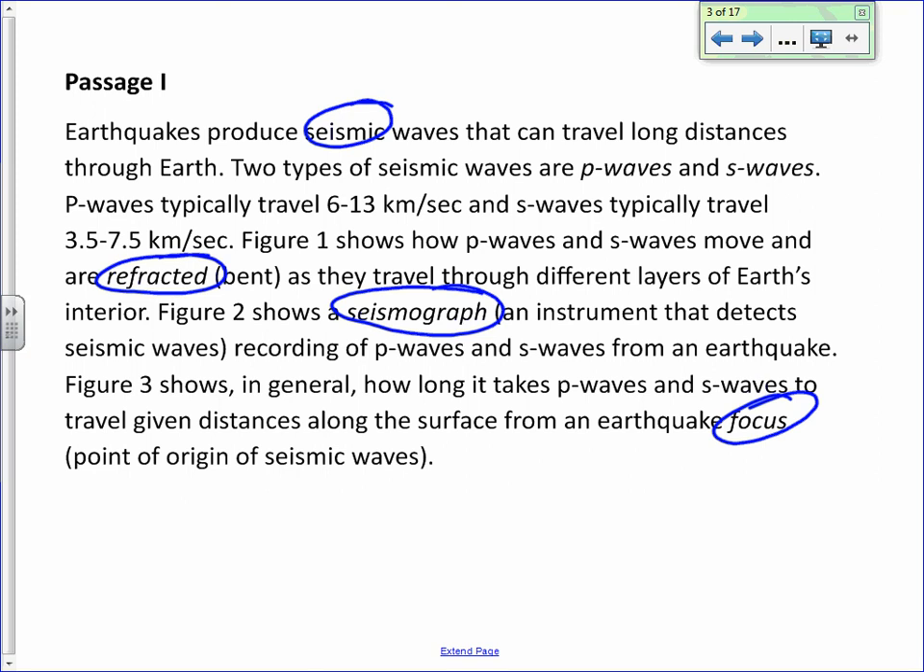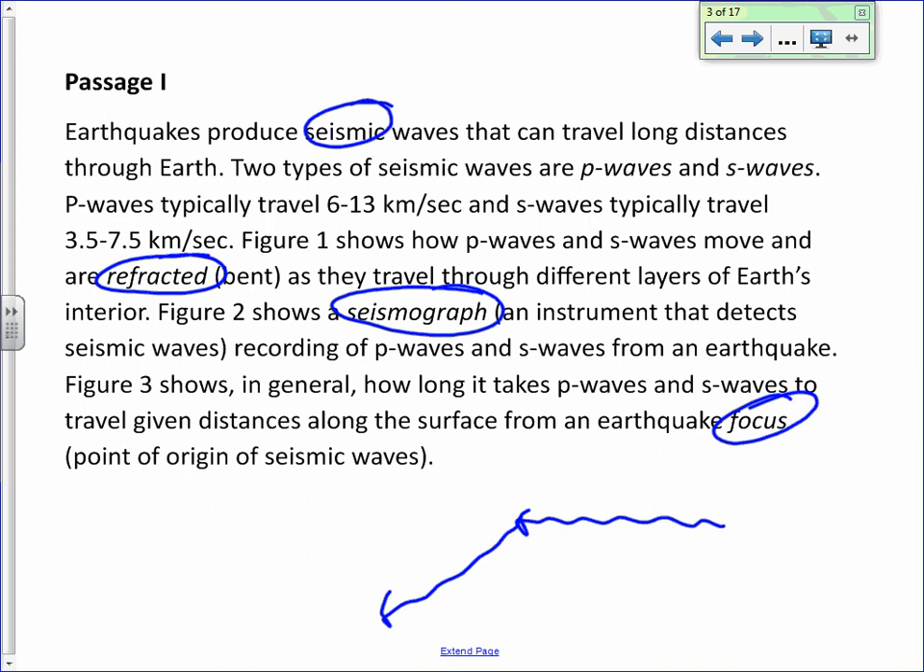All right, so the ones that I'm thinking of right now are like refracted. Refracted actually defines itself in the passage. When we say the word refracted, what we're actually looking at is bent. So as you look at a wave and you refract the wave, if a wave is moving in this direction and it hits something and is refracted, it will actually bend and change direction. That's what we mean by the word refracted. It'll actually bend and change direction.